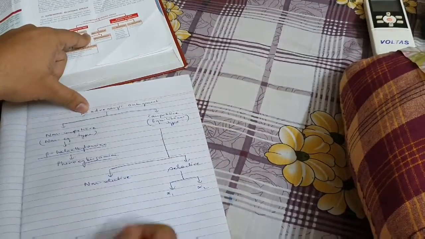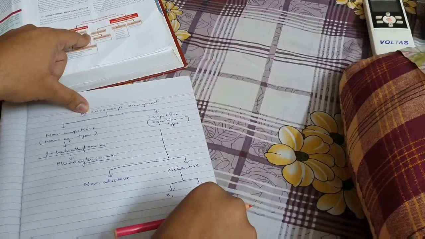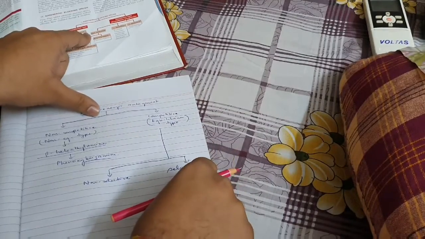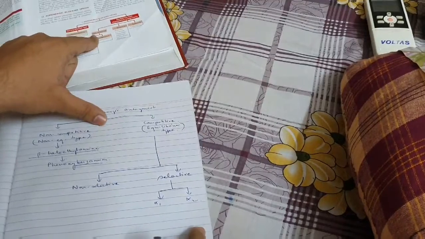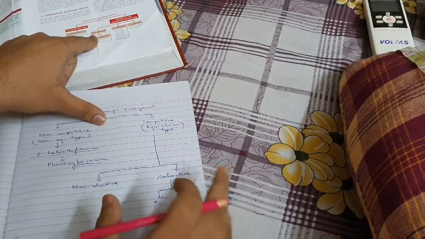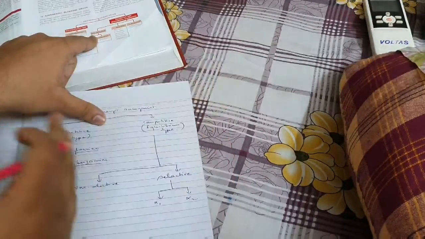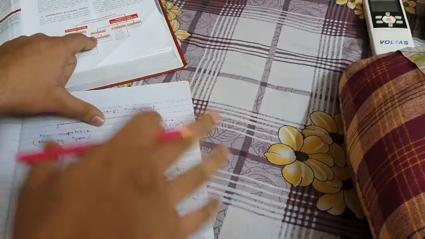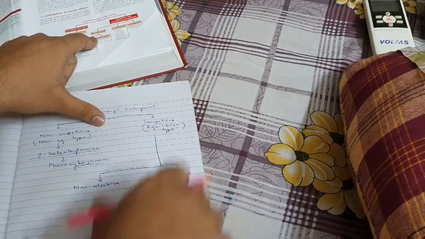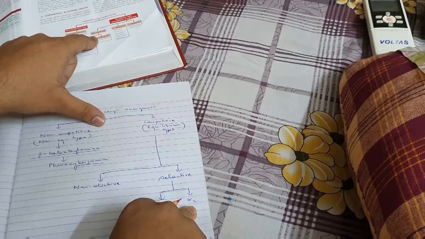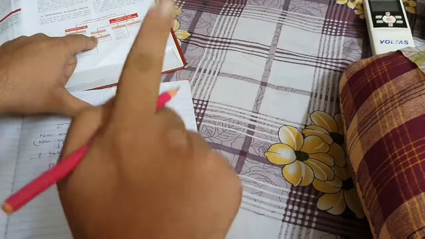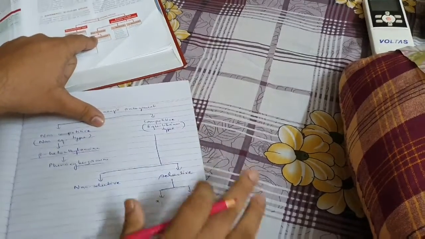Now there are some specific drugs according to this which we have already learned in the earlier chapter, but not in so much detail. First we will do the selective ones, then we'll move on to the non-selective type because it is a little complicated. In the selective type we have alpha 1 and alpha 2 blockers. For alpha 2 we have only one, which is yohimbine.